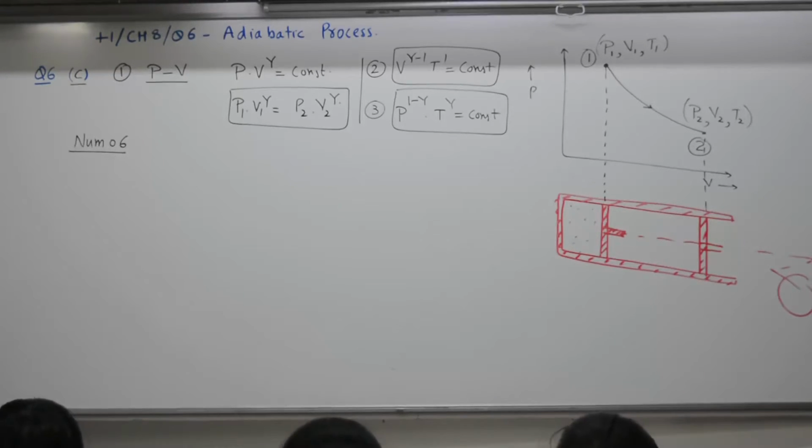Leave A part. Slowly means what process? Isothermal. In isothermal process, temperature remains constant. So there is no rise in temperature. So A part is not required. B part, suddenly to 1/3 of its volume.